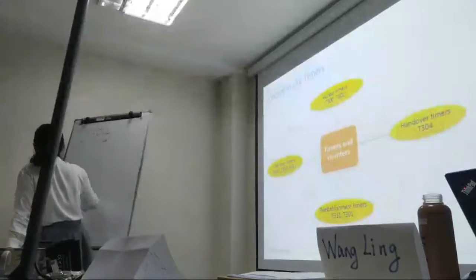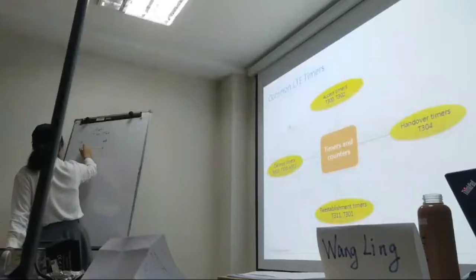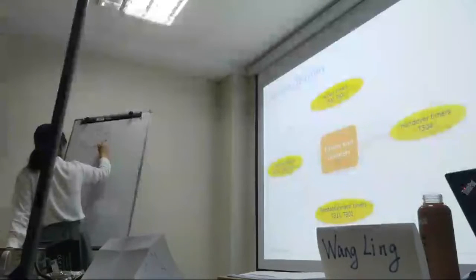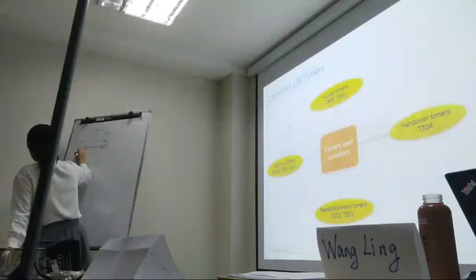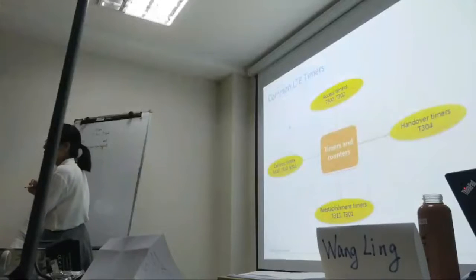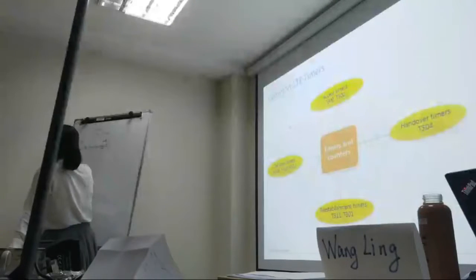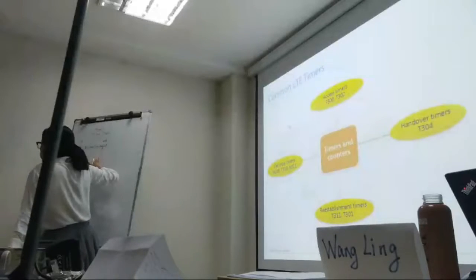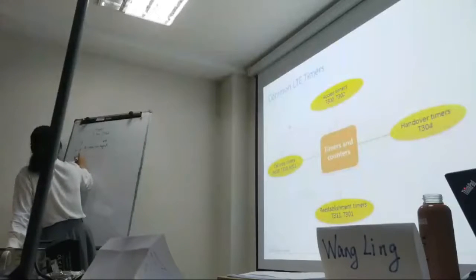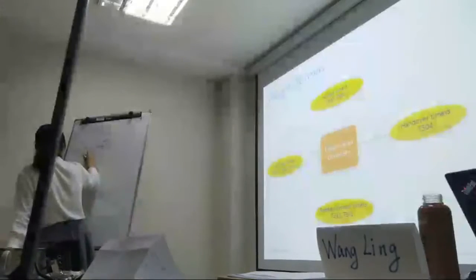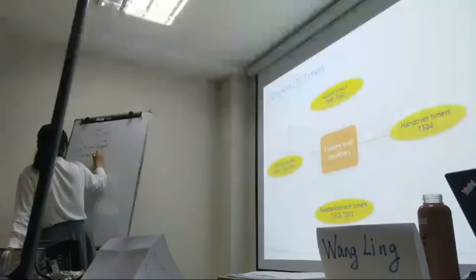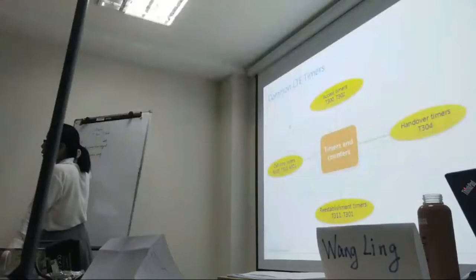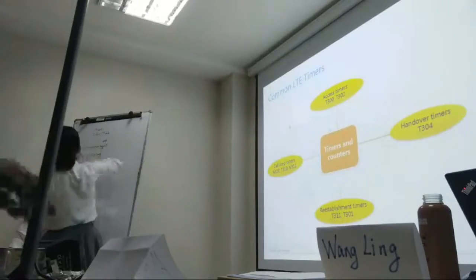For the access, we transmit the RRC connection request. When the UE transmits the RRC connection request, it will start T300. If during this timer the eNodeB responds with the RRC connection setup, it will stop the timer and go to the next step.